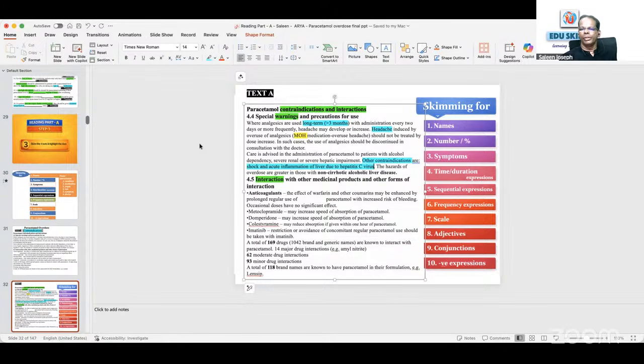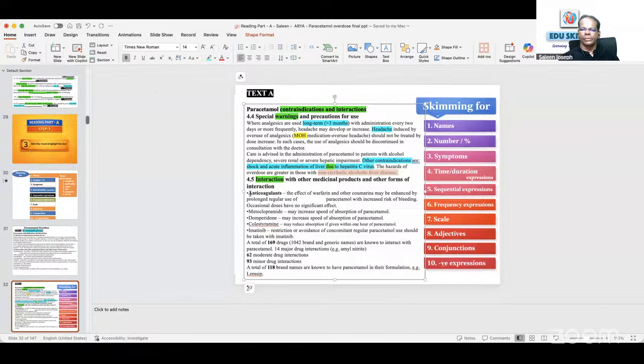Shock liver, acute inflammation of the liver due to hepatitis C virus, hepatitis B. See, due to: cause and effect language is always important. That signals it. Non-cirrhotic alcoholic liver disease, cirrhotic liver disease, under interactions.